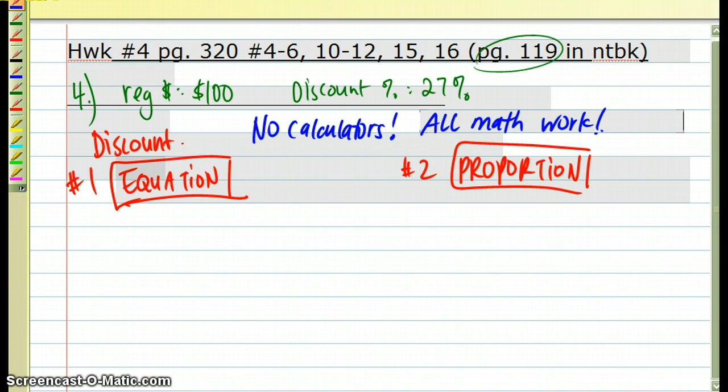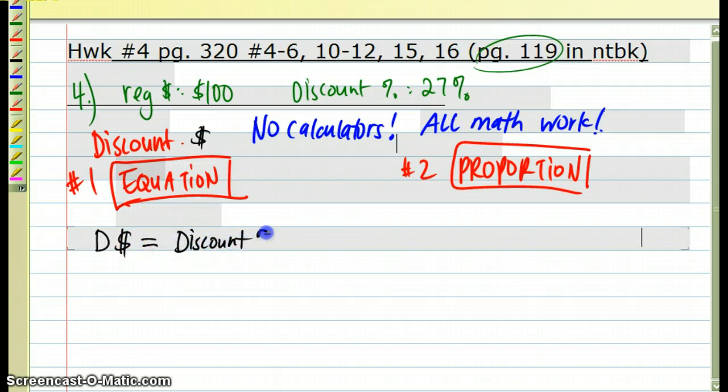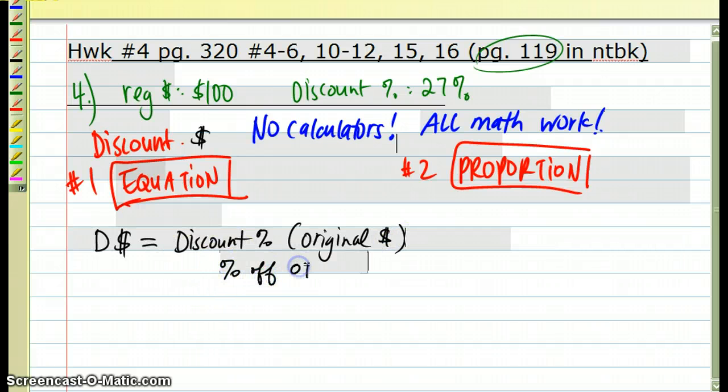Okay, so when we start with an equation, to find the discount price, I'm just going to say D and the dollar sign. We want to take the discount percent and multiply it with the original price. That will then give us the percent off of the original price, the OG price. Okay, that's what it means, and this is what we took in our notes today in class.